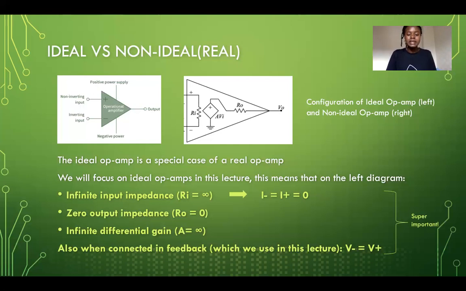We assume that our input current is equal to our output current is equal to 0. So I minus is equal to I plus is equal to 0. That's the first important assumption. Our second important assumption is that V minus is equal to V plus. And that's something that we can assume when we have this feedback connection, which we are going to have for the entire lecture. I think those are the main assumptions that you really need to know right now, and those are the most important things. So we're just going to move on to the next slide.